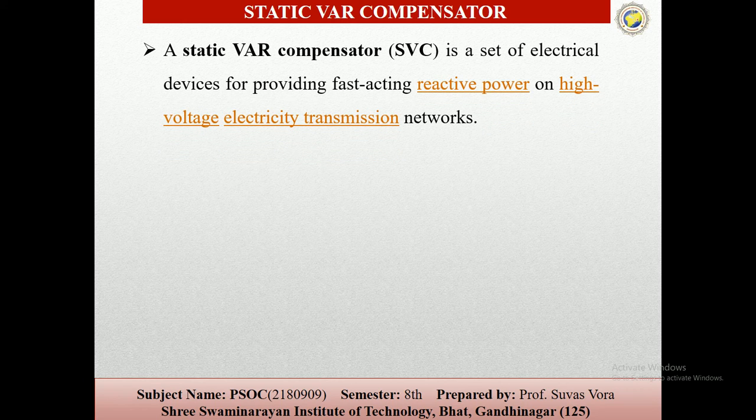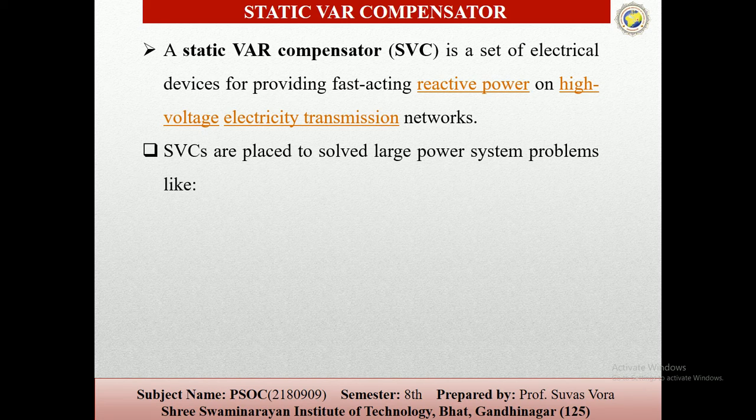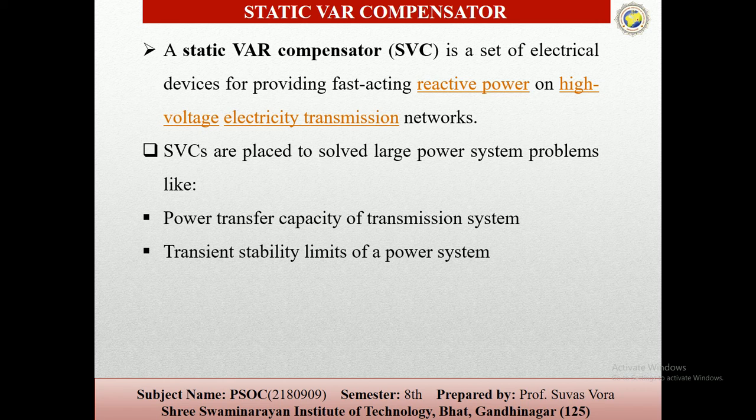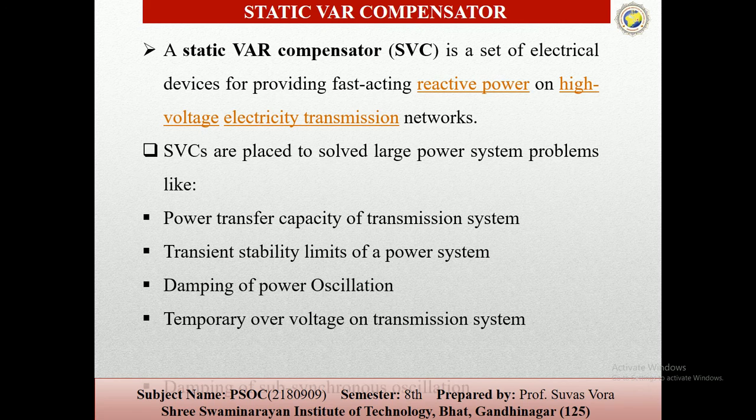We earlier saw that the static VAR compensator is nothing but an electrical device for providing fast-acting reactive power on high voltage. So they are placed to improve the power transfer capacity of the transmission systems, the transient stability limits of the power systems, damping of the power oscillations, then temporary overvoltage on the transmission systems, and damping of some synchronous oscillations.